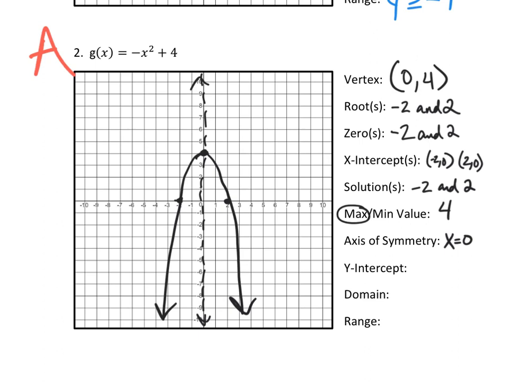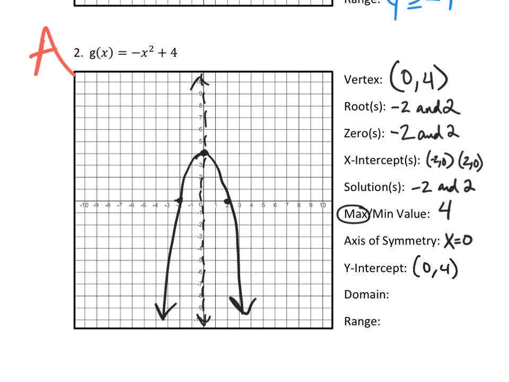The y-intercept actually tripped people up on this question all day. The y-intercept is where the graph crosses the y-axis. Where does this one cross the y-axis? It's the same thing as the vertex. That's okay. Sometimes the vertex is also the y-intercept. That's totally allowed. So we could write down (0, 4) as my y-intercept.